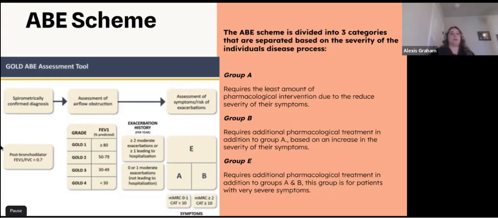And this is a picture of what the ABE scheme for the gold standards looks like. And then we'll go on to the next one.